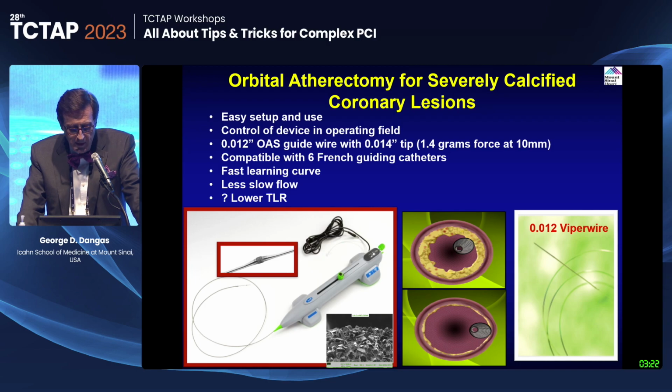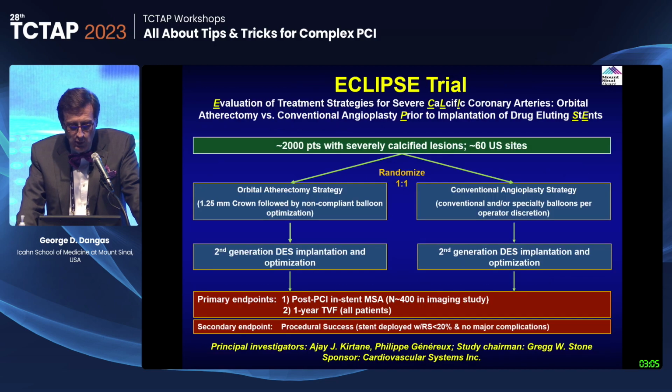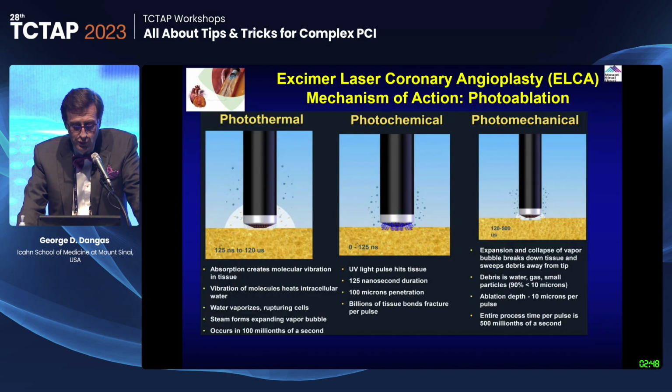The orbital atherectomy is a newer device. I'm not sure it's available here, but it's definitely available in the United States, not as common in other places in the world. It definitely has an easier setup, at the same time maybe a little bit more difficulty as far as safety in angulated lesions. The ongoing ECLIPSE trial deals with those aspects, the evaluation and treatment strategies for severe calcific lesions, orbital atherectomy versus conventional angioplasty prior to implantation of the drug-eluting stent. It is an ongoing study and hopefully will complete soon.